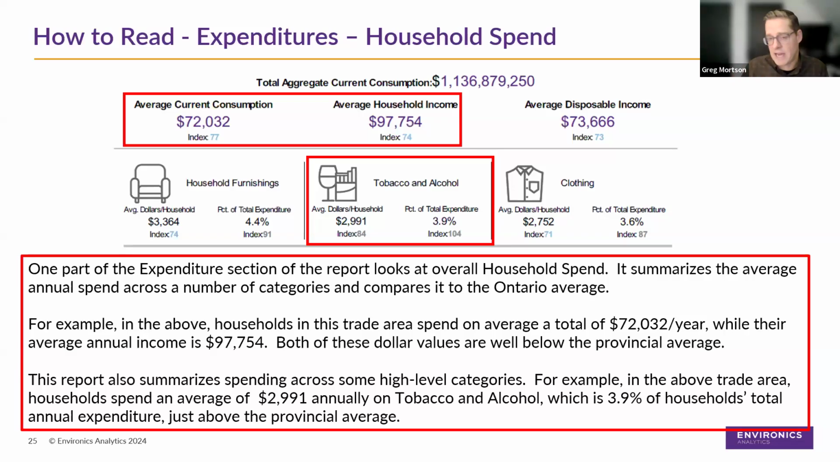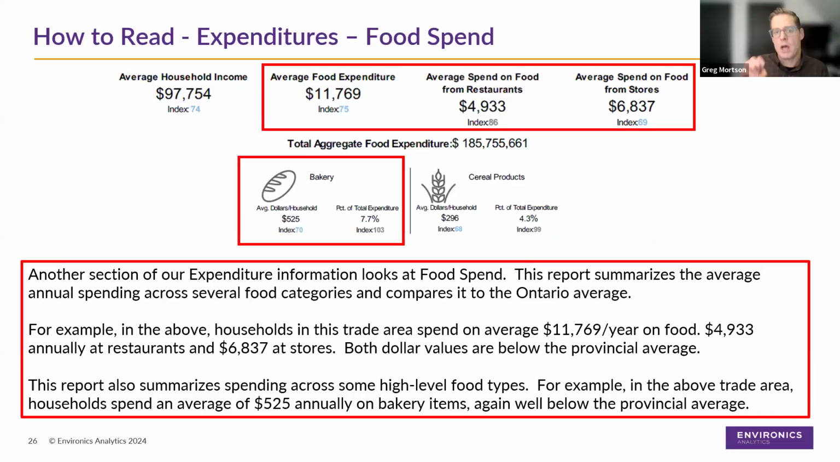We have a lot of different categories here. We also have food categories too, so you can start to see how much you're spending on food. In this case, $11,769 per year per household. You can see how much you're spending on restaurants and how much you're spending from stores.